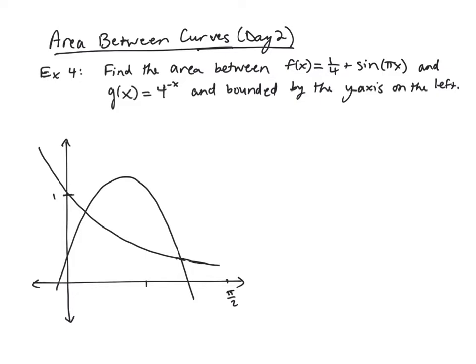We're trying to find the area between f of x and g of x, bounded by the y-axis on the left. Now, if you actually graph this, the f of x function oscillates and keeps going up and down, so there's actually many regions. This is helping you figure out what it is that we're trying to do in an easy way. Sometimes it's hard to put into words. So we've really got two regions that we're looking at here. The first one is this region in here, and the second one is all of this.